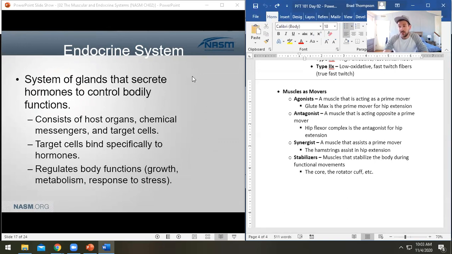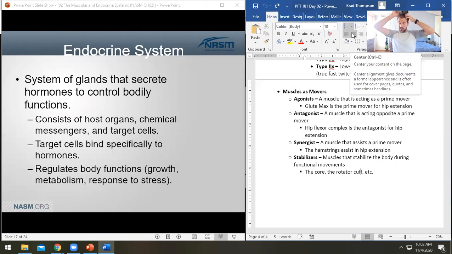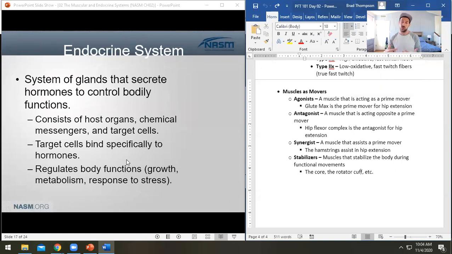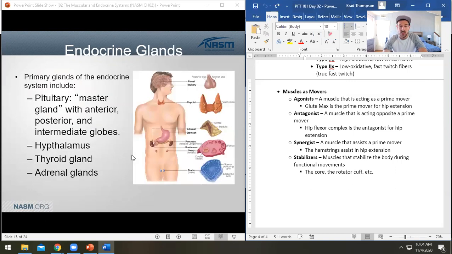So your endocrine system, moving out of muscles here, this is your hormonal system, right? This is a series of glands and hormones running throughout your body. It's in charge of like controlling your body and creating certain physiologic processes, right? So you've got host organs, which will have these little glands that often sit on top of them. And then those glands will release hormones into your bloodstream in order to trigger certain physiologic events.